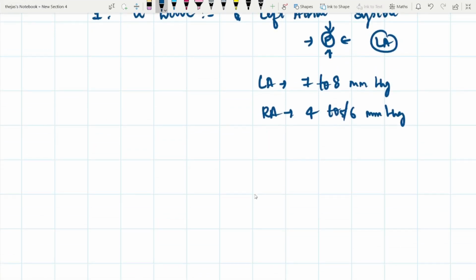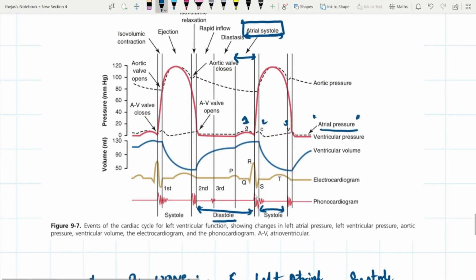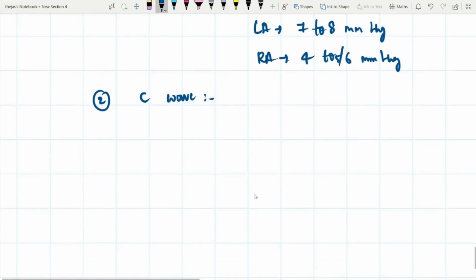And then comes the second wave, that is the C wave. After A comes the C wave. See where the C wave is occurring. This C wave is occurring in ventricular systole. See, this is ventricular systole. So what happens during ventricular systole? There is AV valve closure, right? The left AV valve is closed.